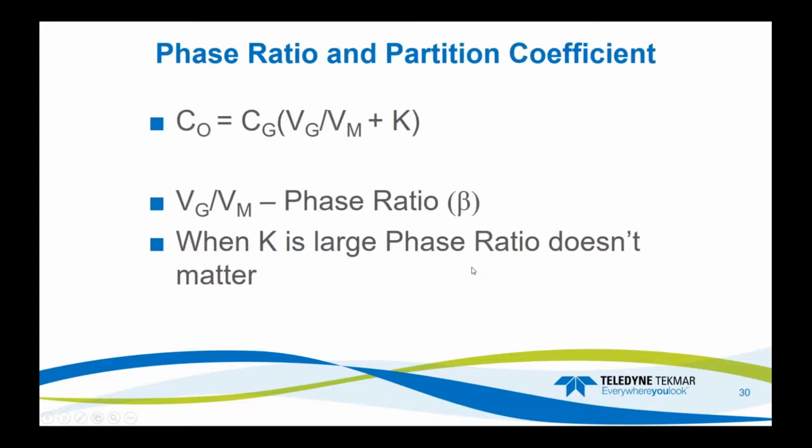So to remember, phase ratio is the value Vg over Vm in the equation. And again, when the K is large, the phase ratio doesn't appear to matter. And we saw that with the MTBE and some of the later naphthalenes.